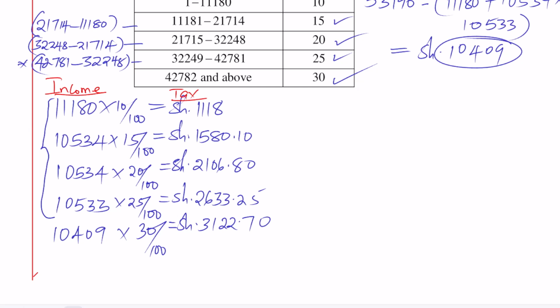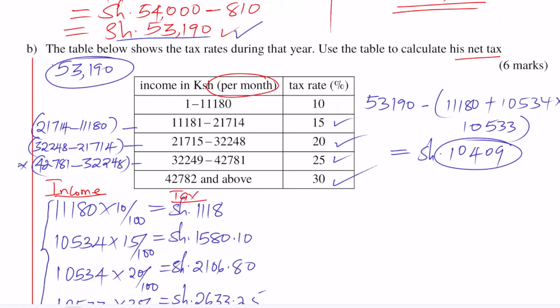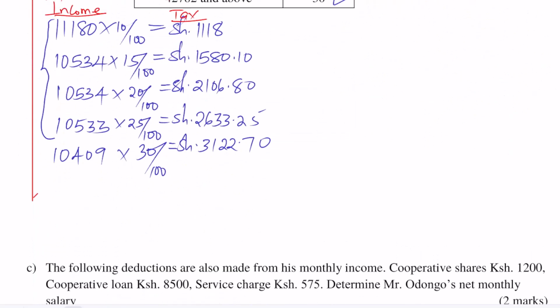When you add everything now, the whole of this income, 11,180 plus 10,534 plus 10,534 plus 10,533 plus 10,409, that should give the taxable income per month, which is 53,190. So now we get the gross tax.